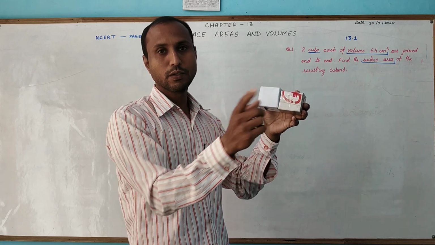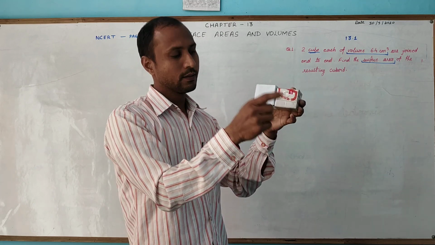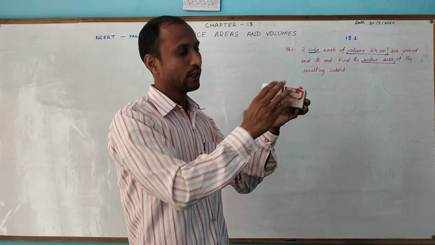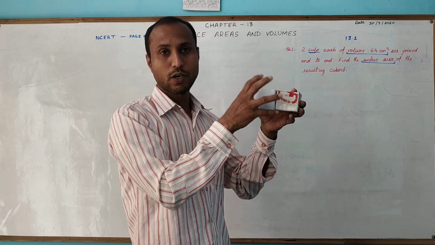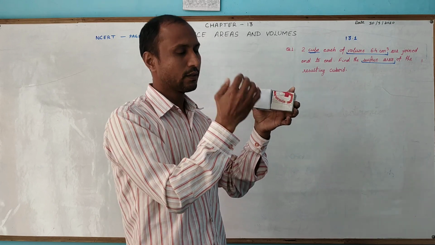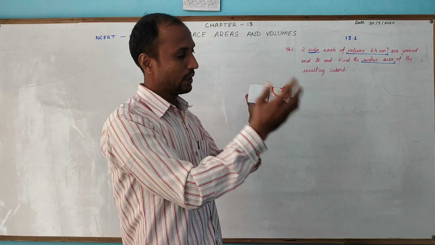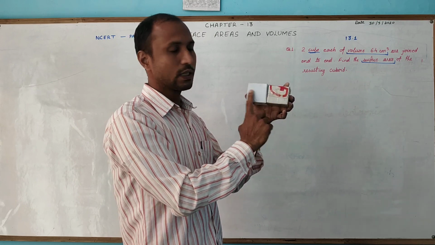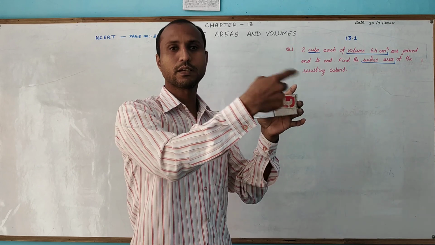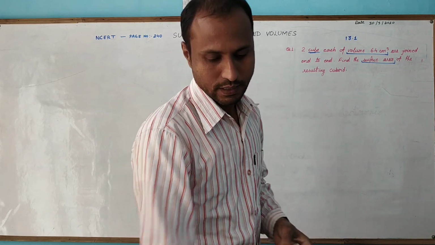I already explained in the previous video what surface area or total surface area is. That means we have to find out how much surface or area this object covers. In another way, you can say the total surface, this surface, this surface, and all 6 surface areas. So we will start with this.